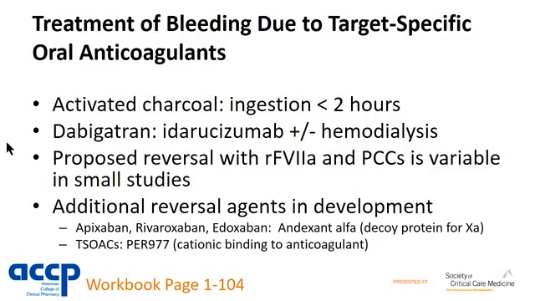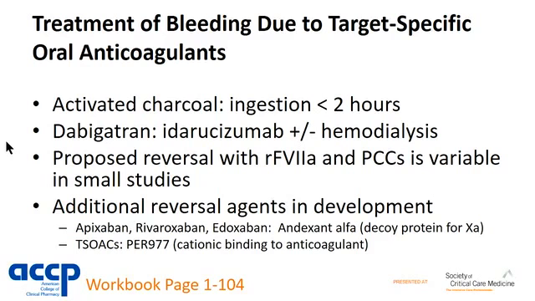There is proposed reversal with factor 7 and PCCs for these novel oral anticoagulants. However, when looking at actual blood lab markers, the response is variable. You don't see a consistent response with any of the drugs, and therefore the data is not robust in terms of which of these drugs you would use.